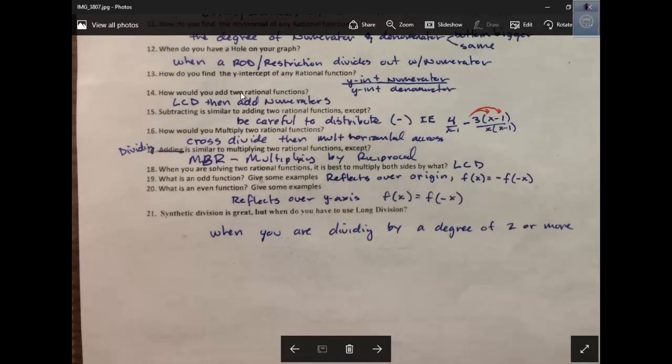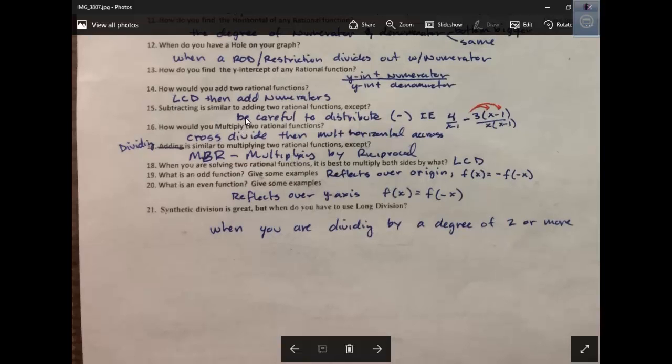How would you add two rational functions? LCD, then add numerators. Subtracting is similar, so just be careful to distribute the negative. So like if you had an example like this, if you have a negative right here, we'd have to go -3 times x, -3 times -1. Multiplying two rational, we just first cross divide, so any common factors, divide them out, and then multiply horizontally across.